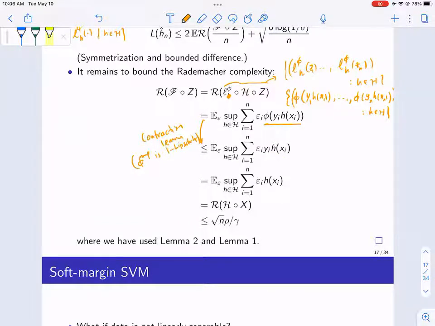And then what is this step? It is equivalent. Why? Yeah, so each one is just multiplied by some arbitrary sign. Here we're conditioning on x and y, right? So the only randomness is here. It's just a new random sequence of Rademacher variables. So we got rid of that. And this is just the Rademacher complexity of this function class H composed with x. And this is what we did.